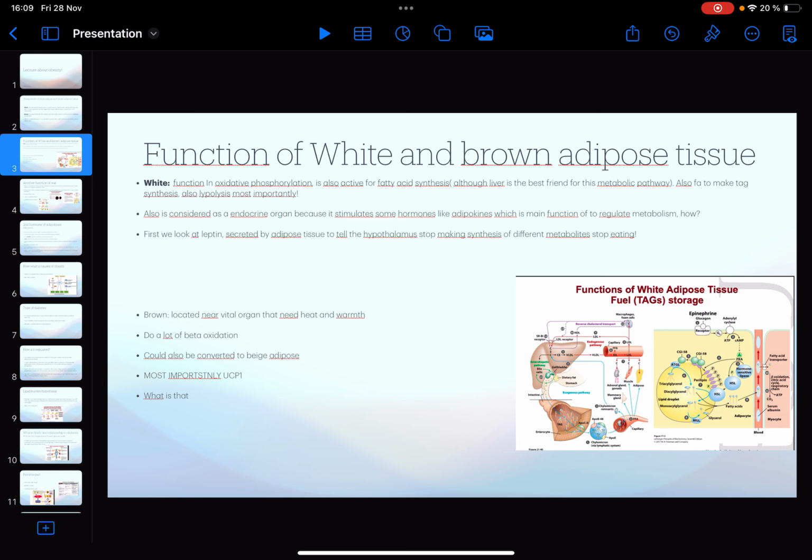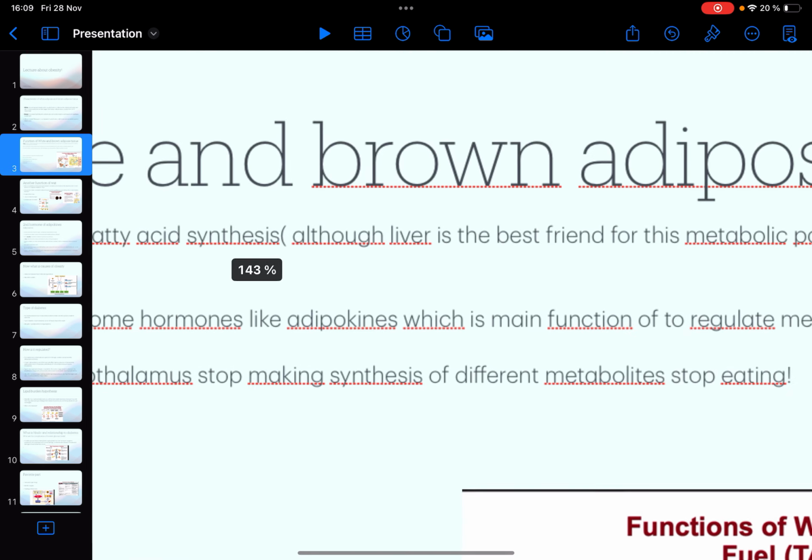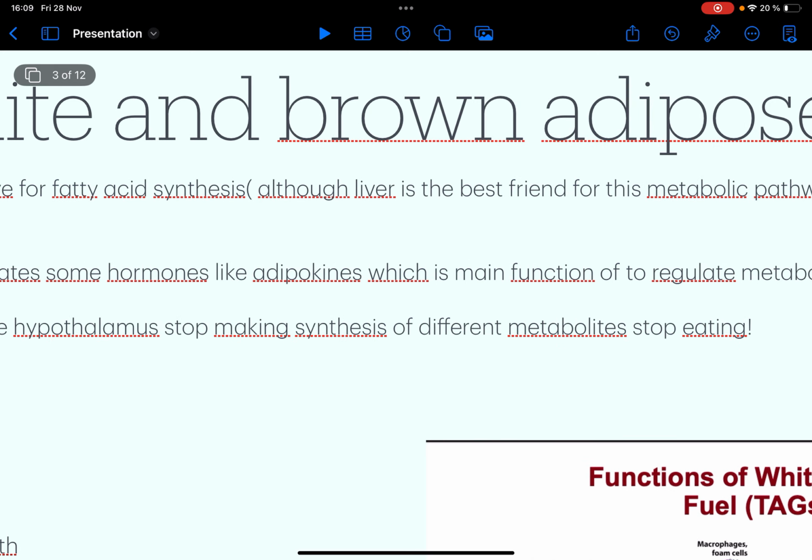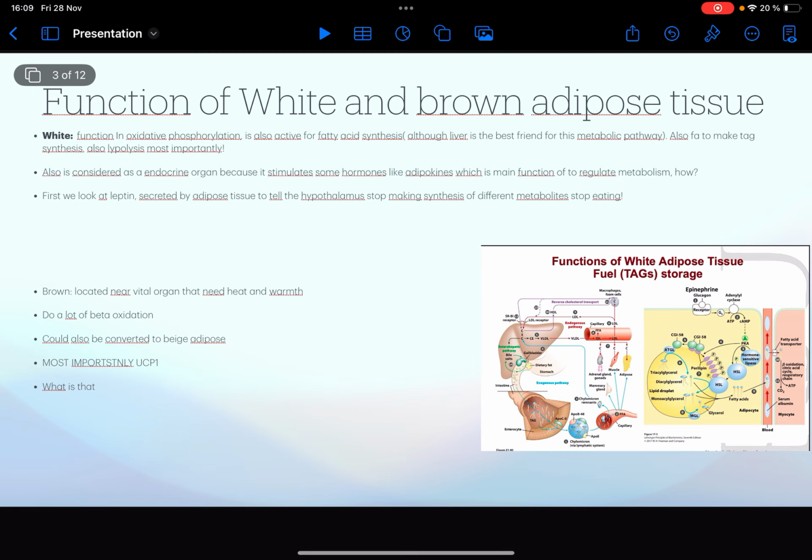But it's also active for fatty acid synthesis, although please remember that the liver is the best friend for this metabolic pathway, because fatty acid synthesis happens in the liver mostly, not only in the white adipose tissue. The white adipose tissue has this as a function too, but it's not the main one. So in the exam, if they ask what tissue produces fatty acid synthesis, don't write white adipose tissue, because it is partially true, but it's not the main tissue. The main tissue is the liver, of course.